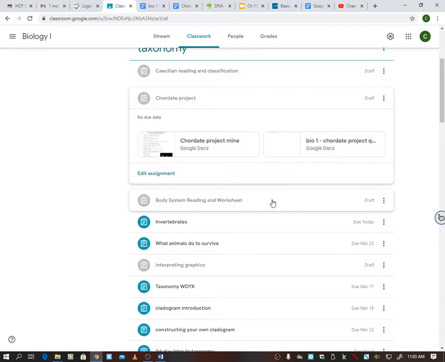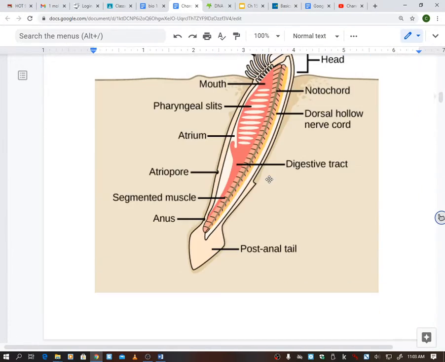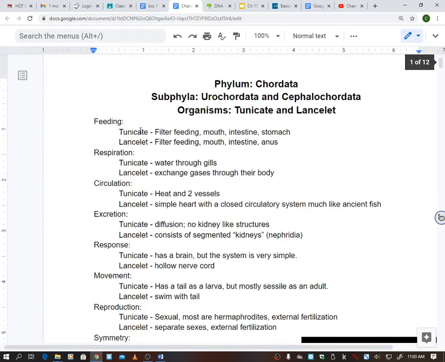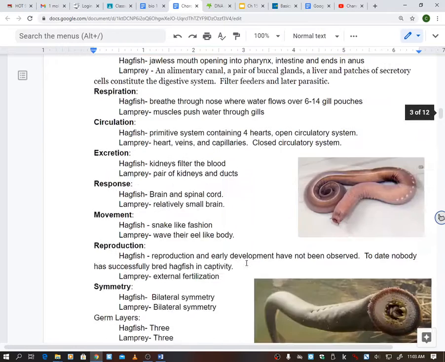I'm going to explain what's going on with this chordate project and the chordate project questions. Normally, just like with the invertebrates, I would have students draw and they would get a chordate group, and they would make this. They would have a page front and back where they looked up all the characteristics, in this case tunicate and lancelet, and then put two pictures on the back, and I would grade that as a project. But then we would put them all together, and your classmates would look at all of these combined.